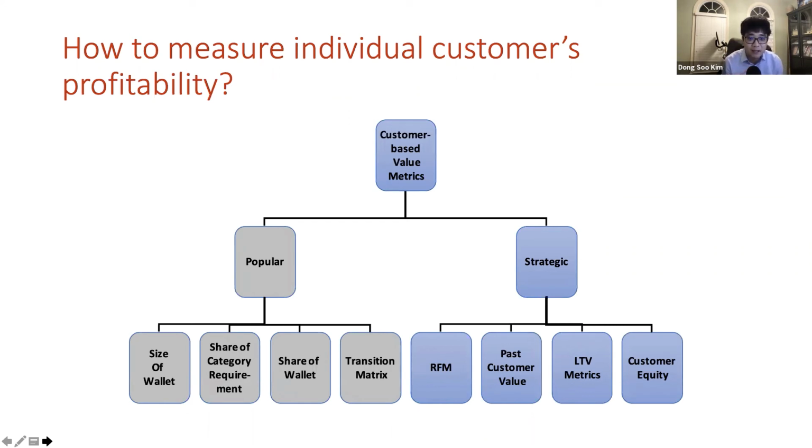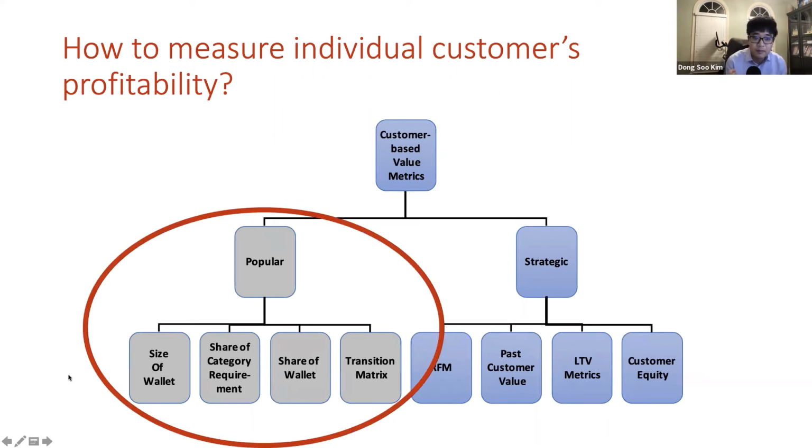There are several metrics based on each customer's purchase history. During this lecture, I'm going to introduce these metrics in gray. They are sometimes called popular customer-based value metrics because of their intuitive nature. Of course, there are lots of metrics that can be classified into this category, but I will introduce these four metrics: size of wallet, share of wallet, share of category requirement, and transition matrix.